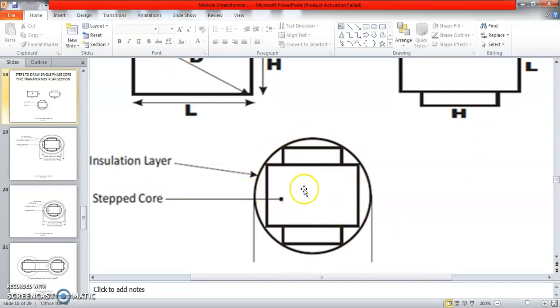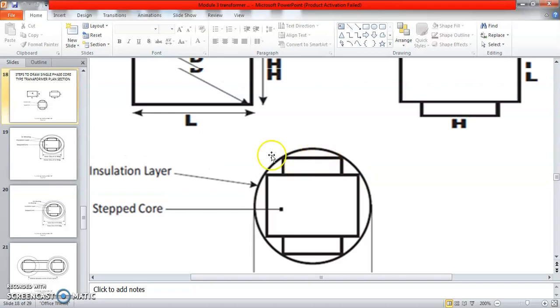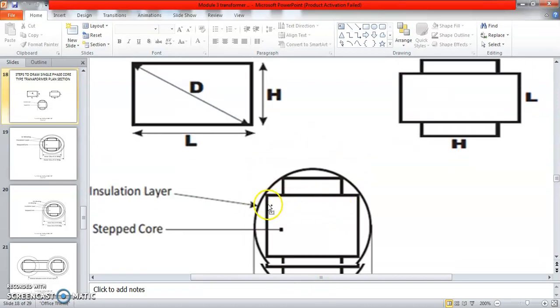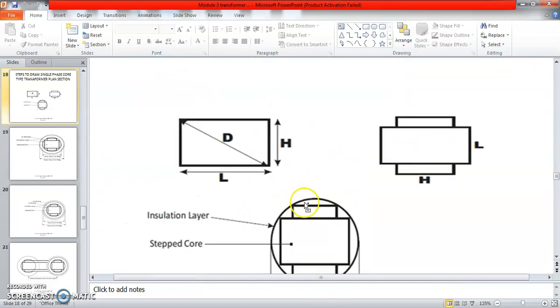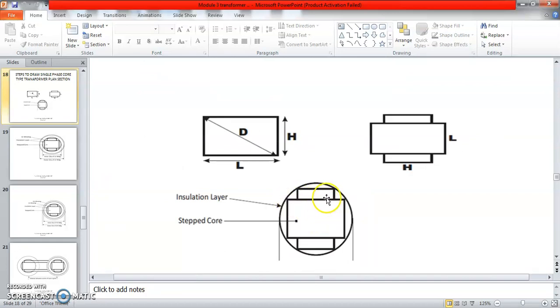What is this stamping? For example, it is a 2-step core. The formula is A is equal to 0.85D, B is equal to 0.53D. Substitute the D value, where D is the diameter, and you will get the A distance to draw, and the B value as 0.53 into D. First you draw the circle, the diameter of the circle, and then the stampings. This step is over.